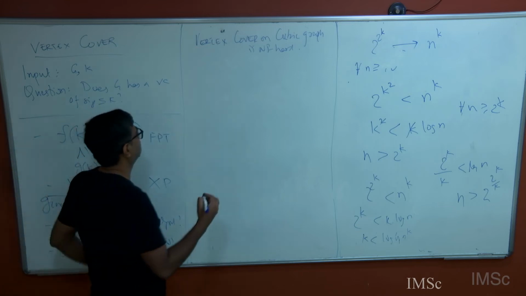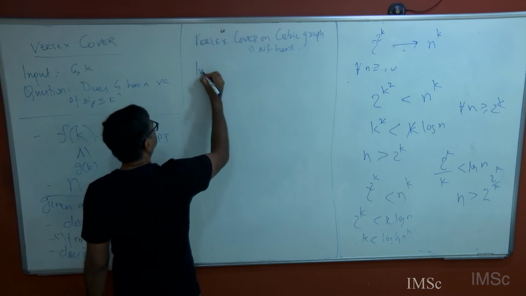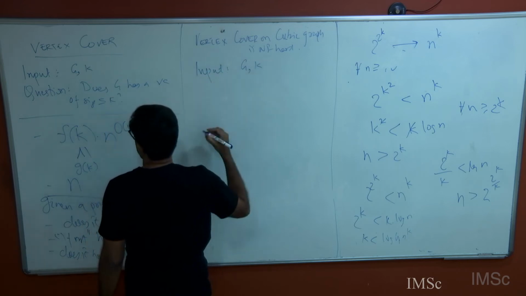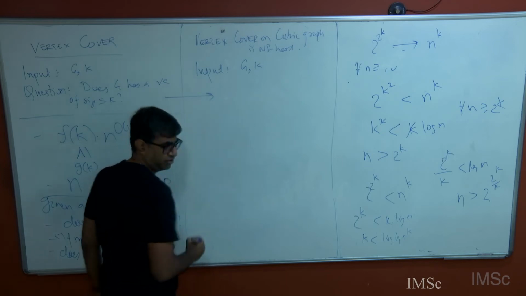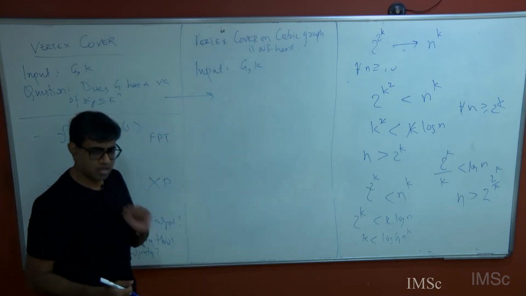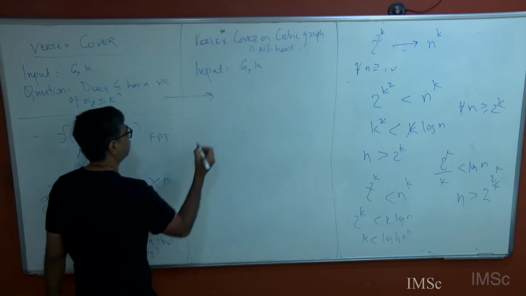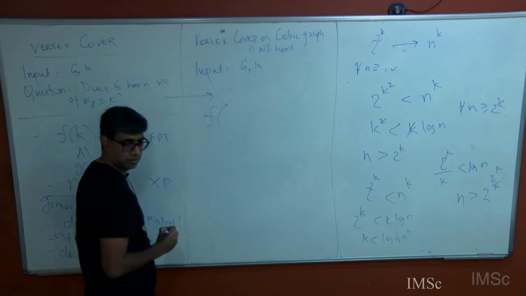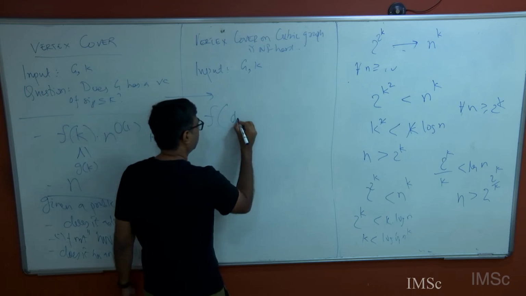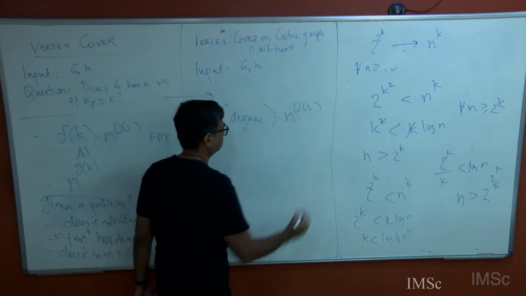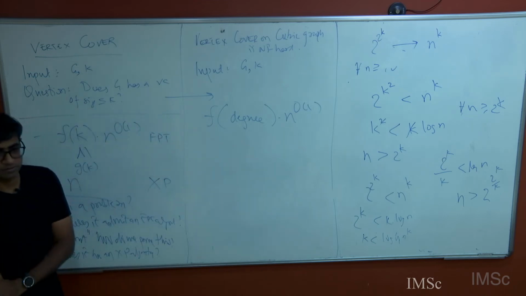Okay. So my input is G, K. Question remains the same. Does G have a vertex cover of size at most K? But now I want an algorithm which is f of degree times n to the power big O of 1. Do you think we can design such an algorithm?